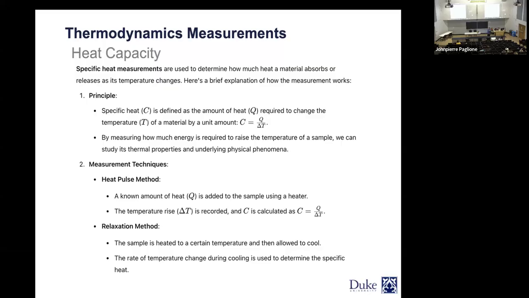There is one which is called the relaxation method. With the relaxation method, you're going to heat up the sample, and then you're going to wait for it to cool down. And that time is going to give us information about the heat capacity of the system. Okay? The rate that the temperature changes.